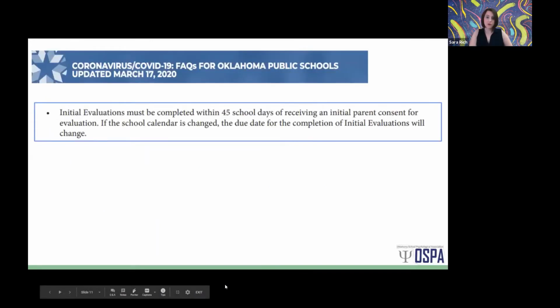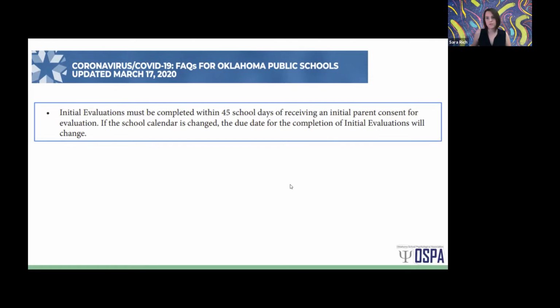Here's one reference point for this. Like I mentioned, the other reference points of what we're gathering are based off of what came out yesterday, some of the State Board association FAQs, as well as just reading the amendments and waivers that were passed at the state board meeting. On March 17th, 2020, there was a FAQ section for the whole State Department of Education, and there was a special education piece, and it specifically said that initial evaluations must be completed within 45 school days of receiving initial parent consent. If the school calendar is changed, then your due date changes.